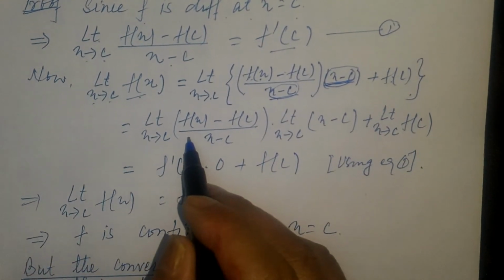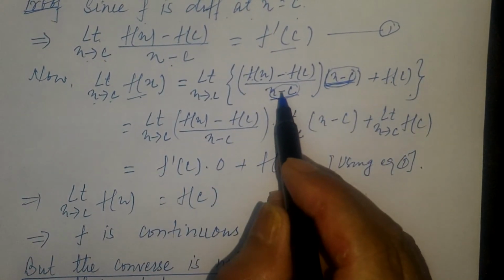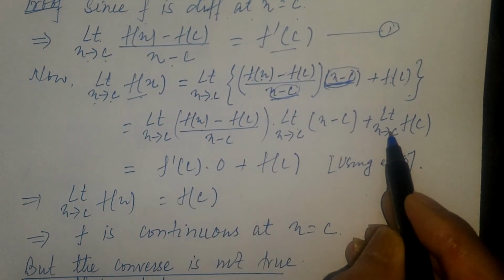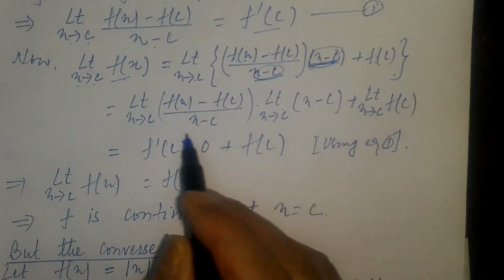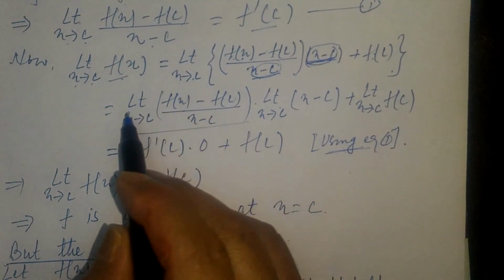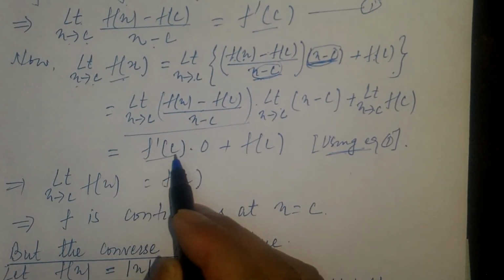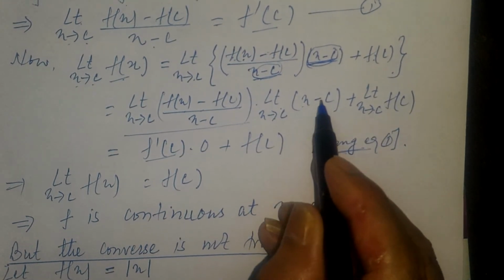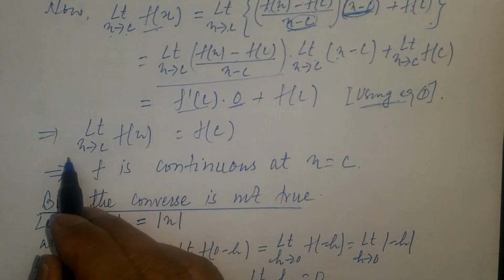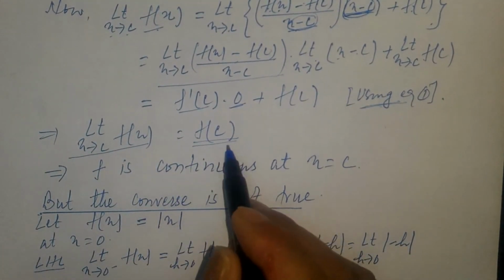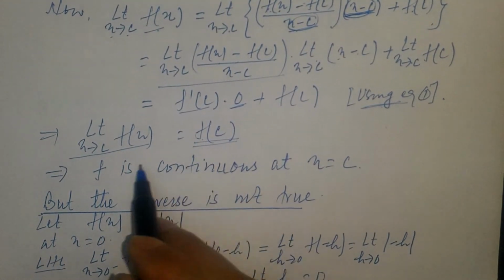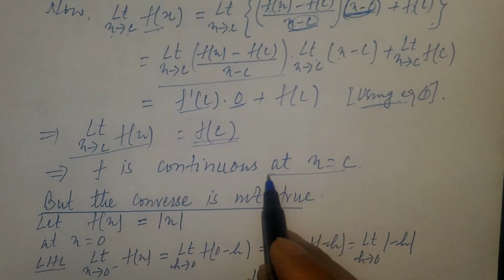Now we'll take the limit. Applying the algebra of limits, we take the limit of the first part and the limit of the second term, so we have written it. Now if you see equation 1, this is nothing but f dash c, so we can replace this by f dash c. And if you substitute x equal to c here, it gives you 0. So we find that limit x tends to c of f of x is equal to f of c. It means this fulfills the condition of continuity, so f is continuous at x equal to c.